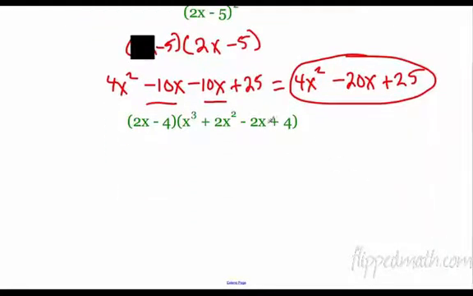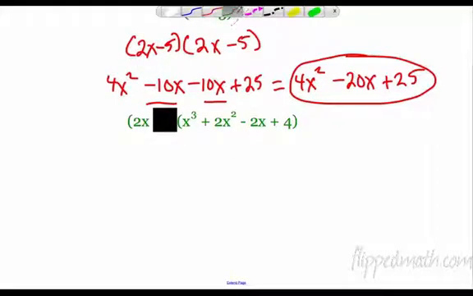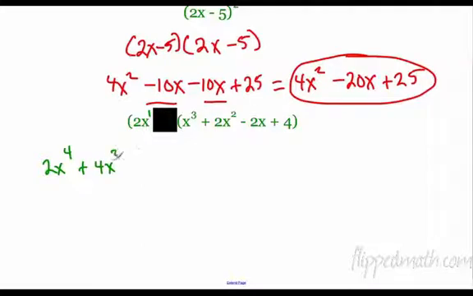Works no different. We're just going to double distribute. Here we go. Let's double distribute down here. 2x times x to the third is 2x to the fourth. Remember, that's a 1. 2x times 2x squared is 4x to the third. 2x times negative 2x, that is negative 4x squared. 2x times 4, that is 8x. All right, done with the first one. Now we need to distribute the second one. We're distributing a negative 4.